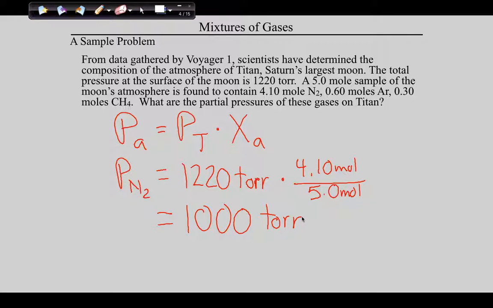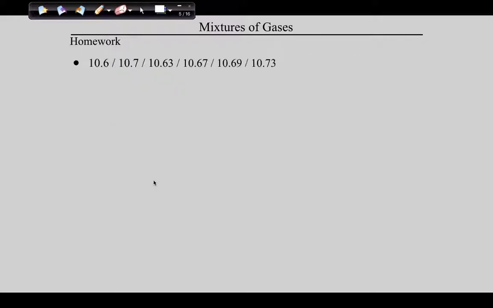Then you could go back and do that for the other two samples. And then if you really want to see this idea become full circle, if you took those three pressures and added them up, what would you get? 1220, because they all add up to the total pressure. You guys okay? Yeah. All right, so guys, we got some homework to do. Looks surprisingly like this.